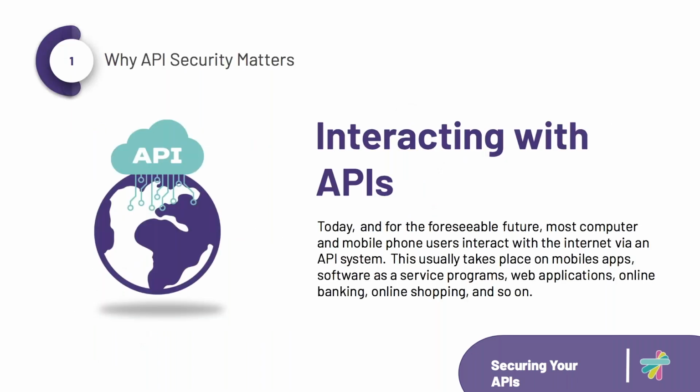So to kick things off, why API security matters. Today and for the foreseeable future, most computer and mobile phone users interact with the internet via an API system. This usually takes place on mobile apps, software as a service programs, web applications, online banking, online shopping, and so on. Essentially every single facet of your life. From the standpoint of sheer convenience, it's hard to overstate how much APIs have transformed the process of web browsing and maximize the extent to which regular internet users can get the best possible web experience. And I think we all know this to be true.